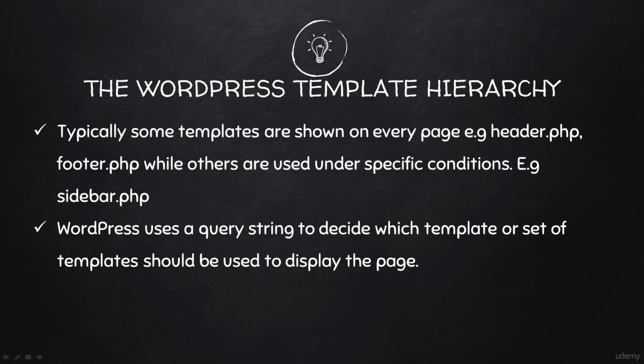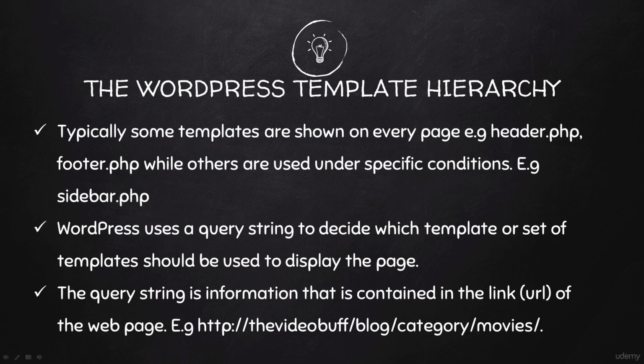Now, WordPress uses something called the query string to decide which template file or set of templates should be used to display the page. Now, this query string is information that you would find in the URL of the web page. And we have an example. We have videobuff/blog/category/movies.